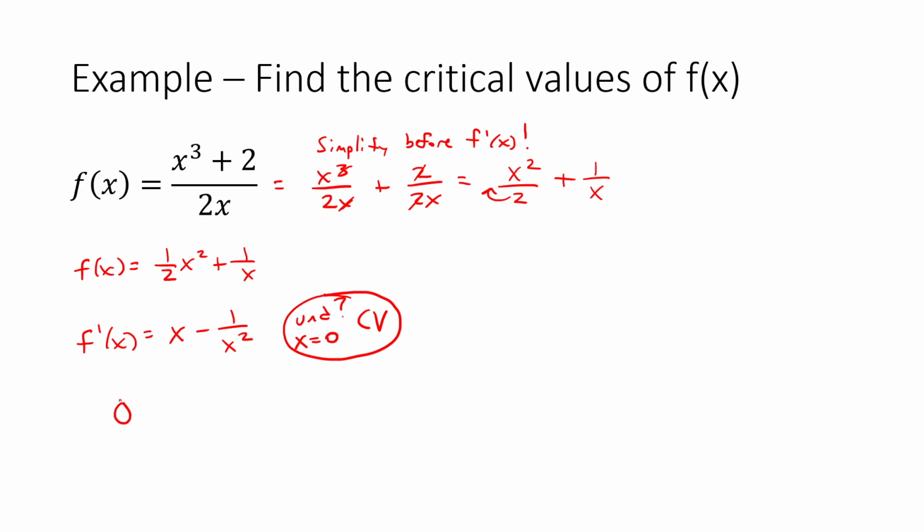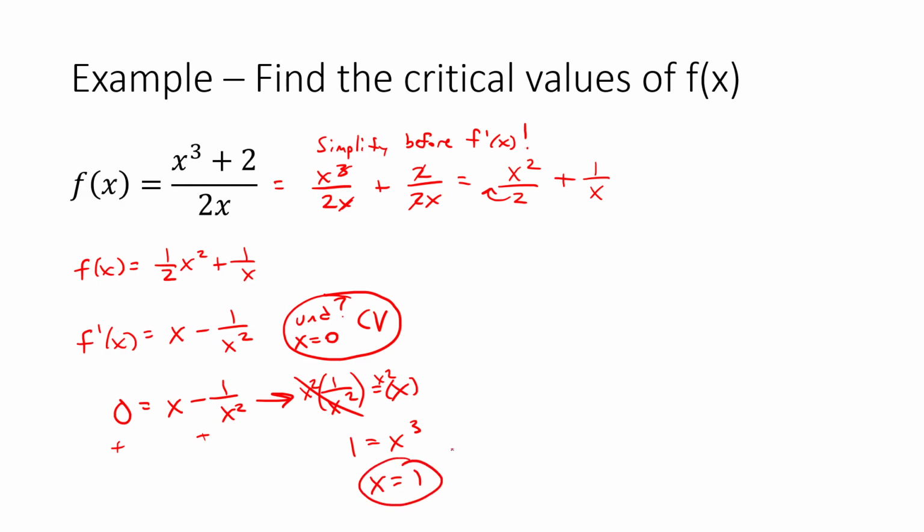So now we go ahead and set this equal to 0. Okay, and then we just need to be a little clever. How do we solve this? So the easiest thing to do is just add this thing to both sides. Okay, so we get 1 over x squared equals x. And then we could multiply both sides by x squared. And so that cancels. And that gives us x cubed. And x cubed equals 1. Well, that's obviously x is 1. Okay, that is also a critical value. So this is a critical value, and this is a critical value.